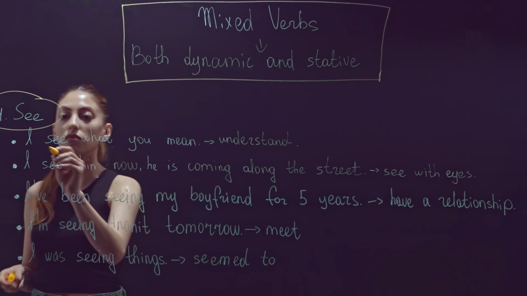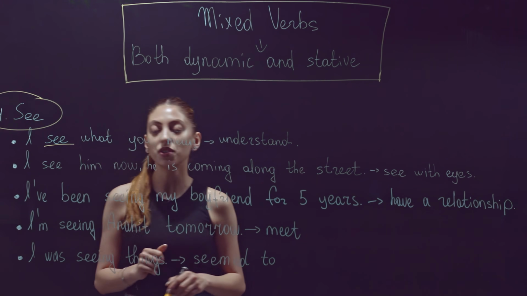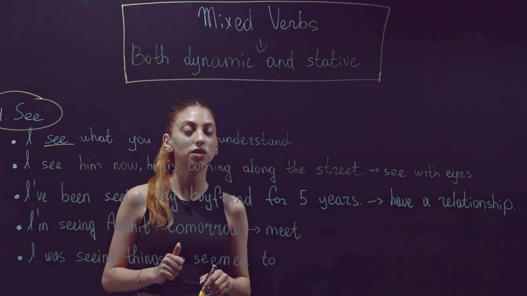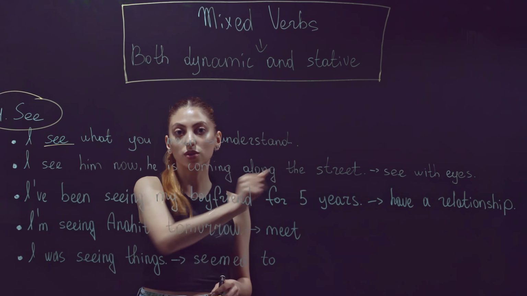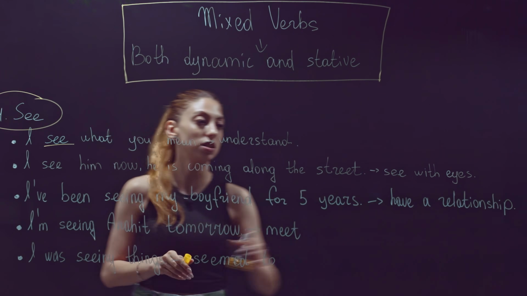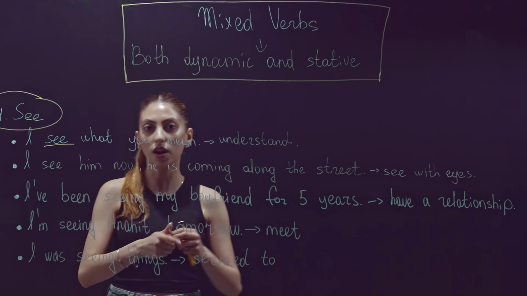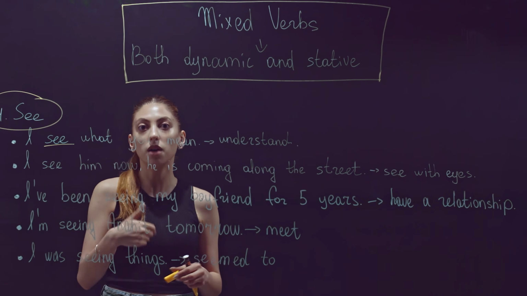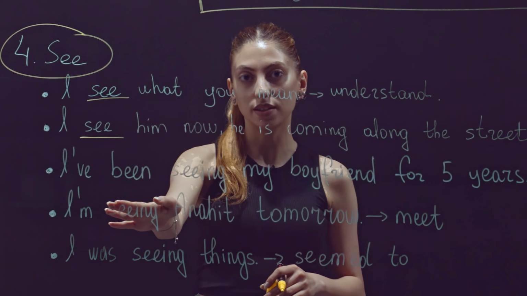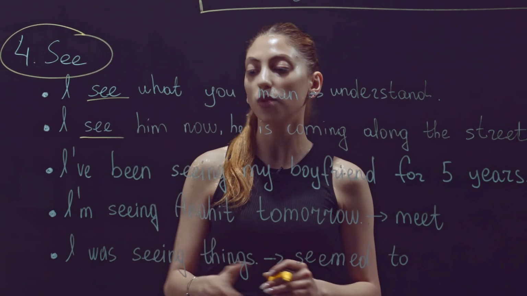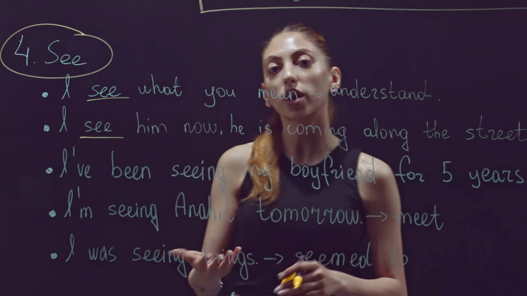Well, in the second case, I see him now. He's coming along the street. It means I see him with the eyes. Okay, you can see with the eyes. In this case, see means physically I can see him, he is coming or something like that. Okay, see.